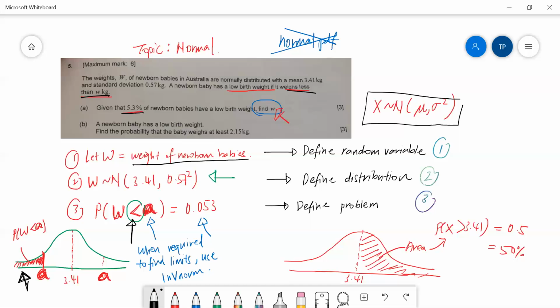Okay. So a newborn baby has a low birth weight. They already said this. Find the probability that the baby weighs at least 2.15 kg. So you have to move it to 2.15. So you need to know what this W is first. Yeah, I found it. It's 2.49. Sorry, I need the 5 SF.